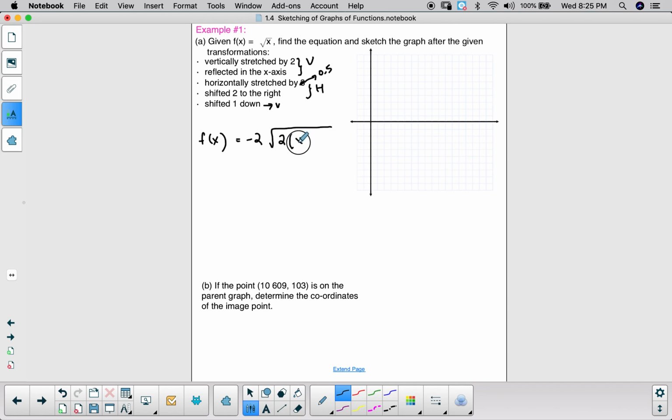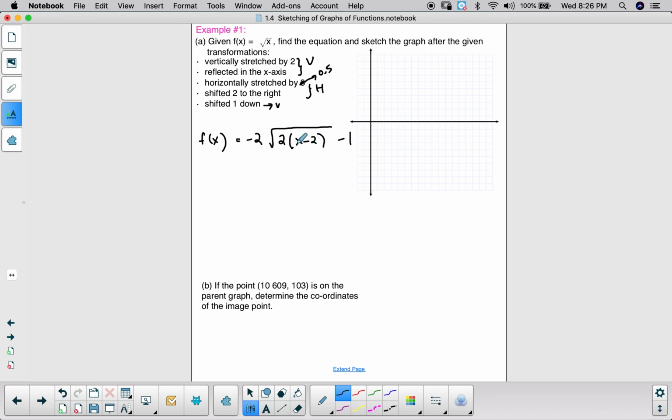Brackets x, shifting 2 units right means minus 2. And then there is a shift of 1 unit down. So that will be outside of the square root, so minus 1. So you can see now that these are the 1, 2, 3, 4, 5 transformations to the parent function. Then they're asking you to find the equation and sketch the graph after the transformation.